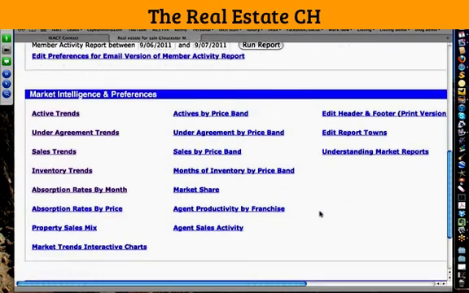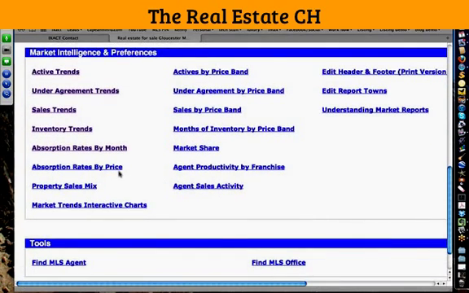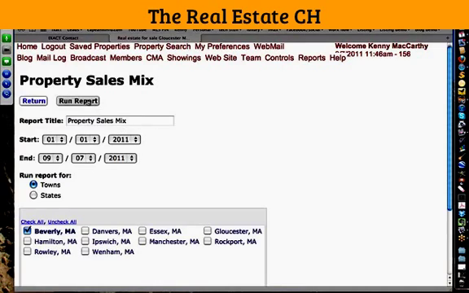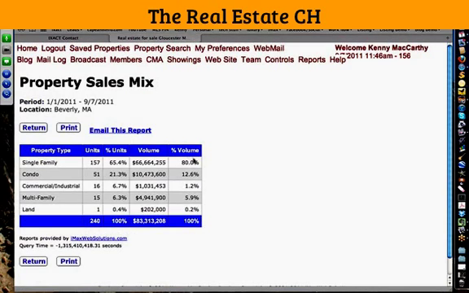Okay? So that's the absorption rates by month. We're not going to bother with price. Property sales mix is a report that you might want to run just to see if you want to be looking at other types of property to sell in the area for your own business planning. If you wanted to see in Beverly what types of property are selling, let's click Run the Report. And you'll see that 80% of the volume over the last year was single family, 12% was condo, 1.2 was commercial, 0.2 is land, and 6% was multifamily.